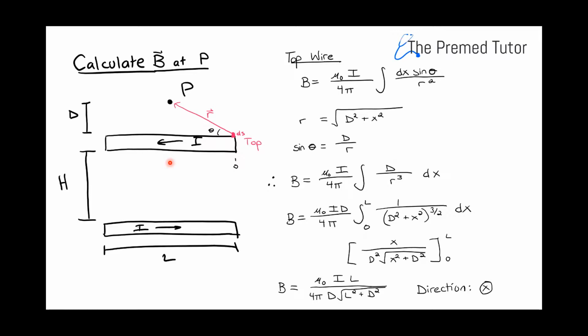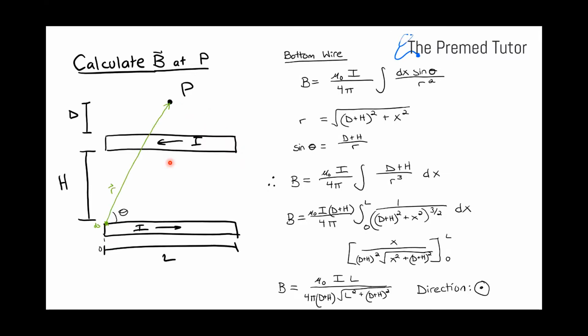Now let's do the bottom wire. The good news is, if you understood how we calculated everything and assigned variables to everything for the top wire, the bottom wire is very, very similar. Really, the only difference is now we have to reevaluate the two variables we substituted for in the beginning. So remember, that was R and that was sine theta. So always reevaluate what your R is. You can't always trust, oh, it's the same thing.